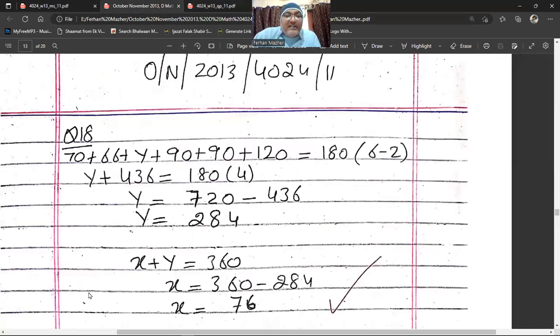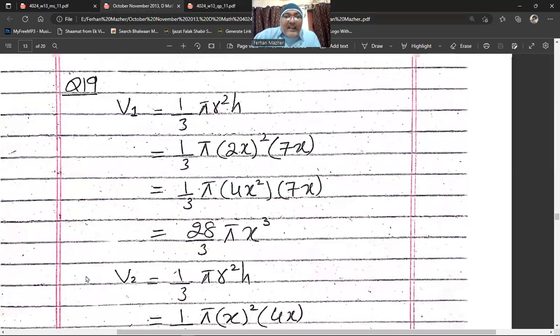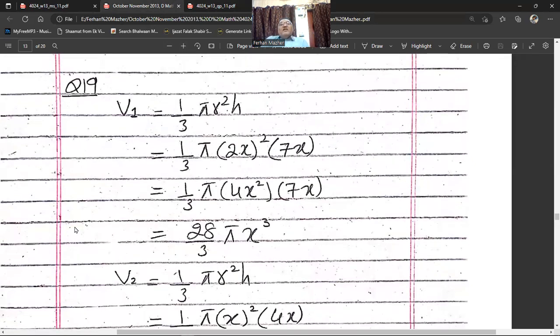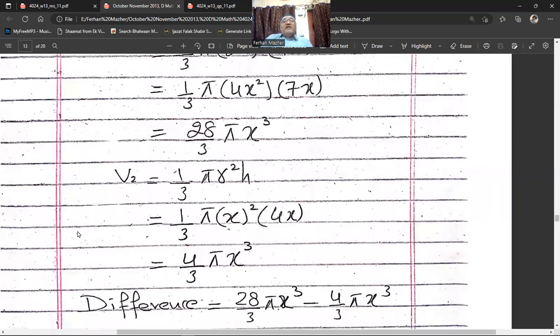Their values are given, the radius and the height, and we can find the volume: 1 by 3 pi r square h. 1 by 3 pi, the radius is 2x, so 2x whole square, and the height is 7x. So you will have 1 by 3 pi 4x square into 7x, that will be 28 by 3 pi x cube, and that is the volume 1. The volume 2 will be 1 by 3 pi r square h. Here the radius is x, the height is 4x, so 1 by 3 pi x square into 4x, so that will be 4 by 3 pi x cube.